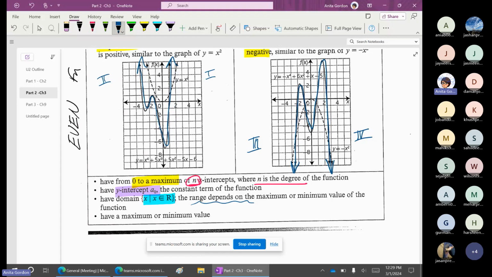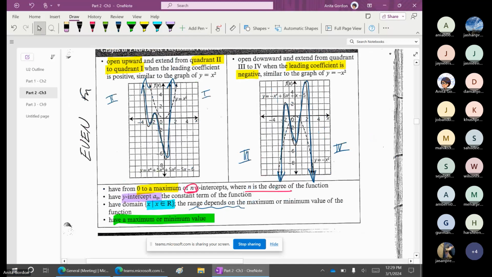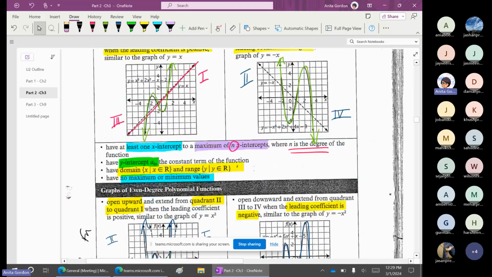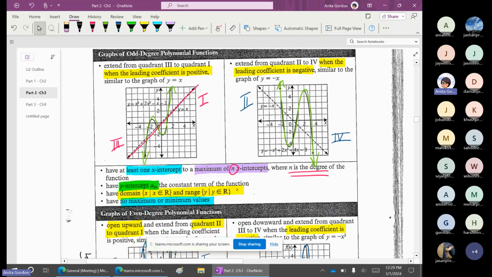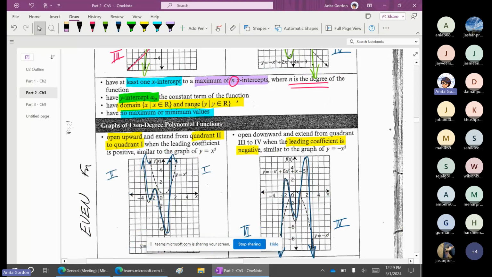And because we have a distinct shape of W's or M's, we know that we will always have a maximum or a minimum vertex when dealing with even degree polynomials. Okay, I'm expecting you to know this by heart at some point. By the time the test comes around, we should have this memorized.